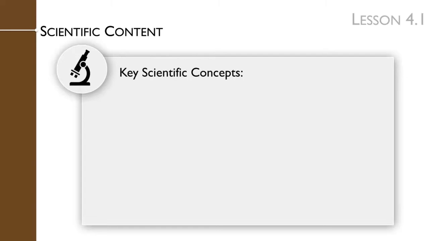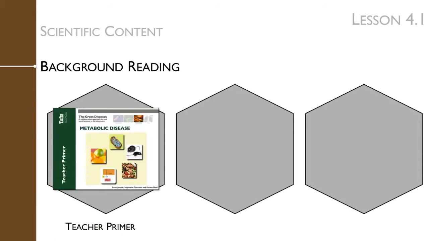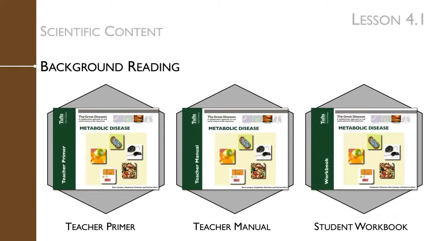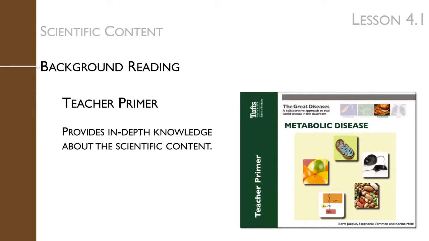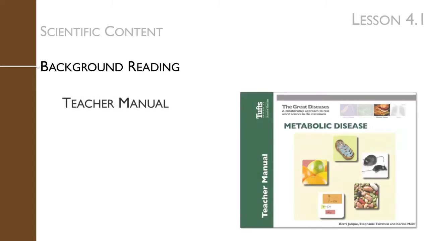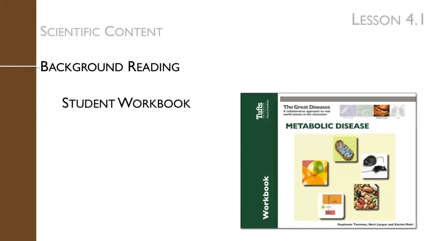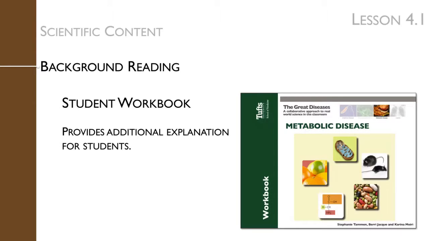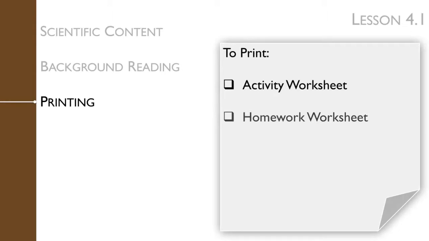To prepare for this lesson, you will need to review the scientific method. You can review this content in the background reading provided for you in the teacher primer, the teacher manual, and the student workbook. The teacher primer provides in-depth knowledge about the scientific content presented in this lesson. The teacher manual provides a minute-by-minute explanation of the lesson structure, including instructions on how to manage the discussion and the activity. The student workbook provides additional explanations for the students. You will need to print out one activity worksheet and one homework worksheet per student.